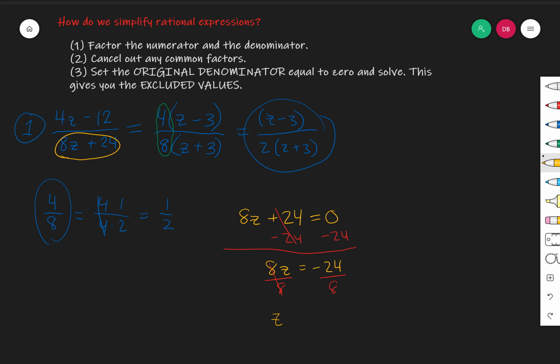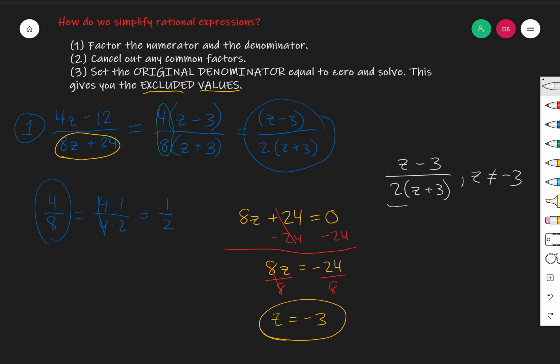And z is equal to negative 24 divided by 8, which is negative 3. So that's our excluded value. So our answer, in neat form here, is (z minus 3) divided by 2 times (z plus 3), where z cannot equal negative 3. And that's our final answer for that one.